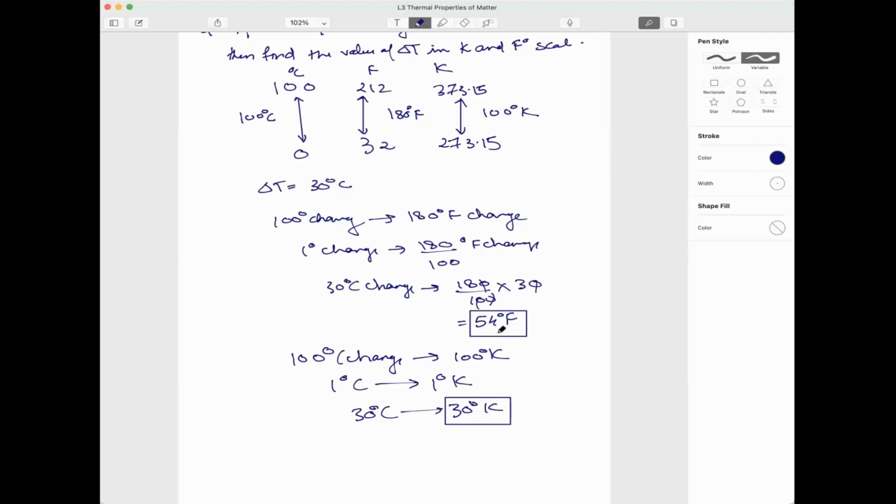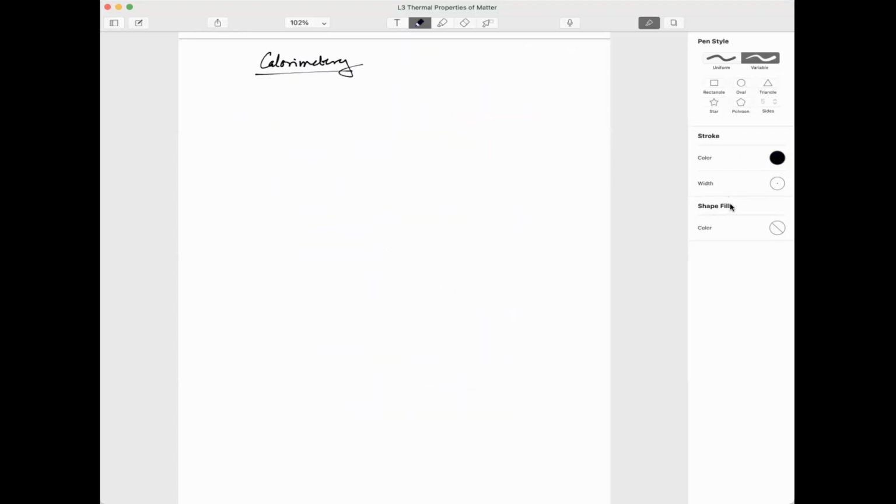Okay. So that is the thermometry. Now let's start another concept, that is calorimetry. Calorimetry is basically the study of measurement of heat. Okay, that is called calorimetry. So for the concept of calorimetry, let's look at what is specific heat.